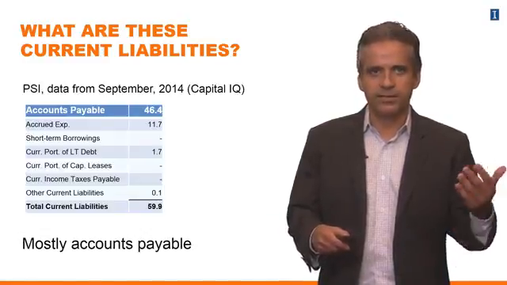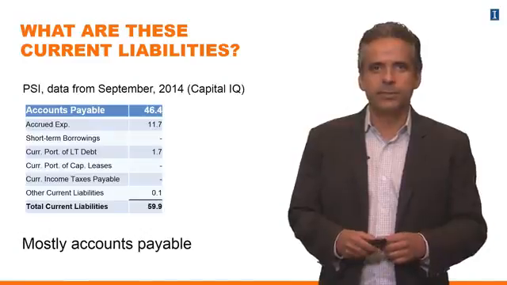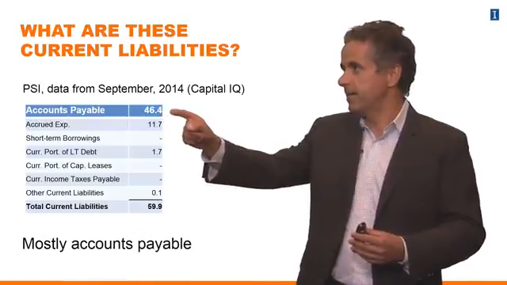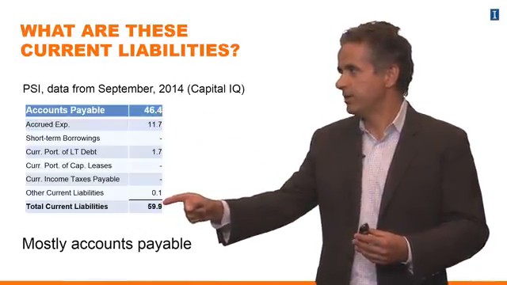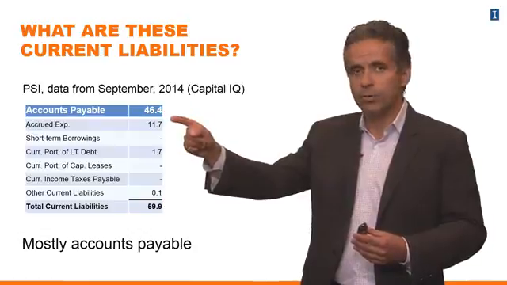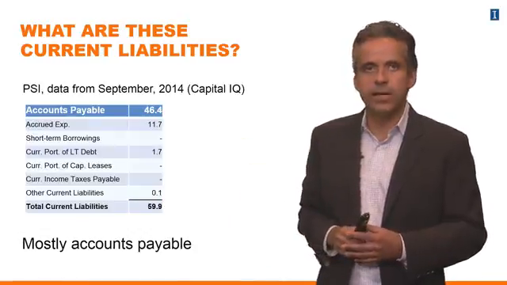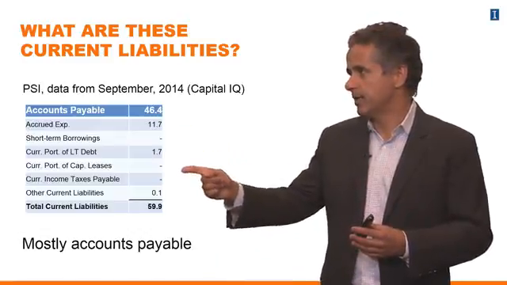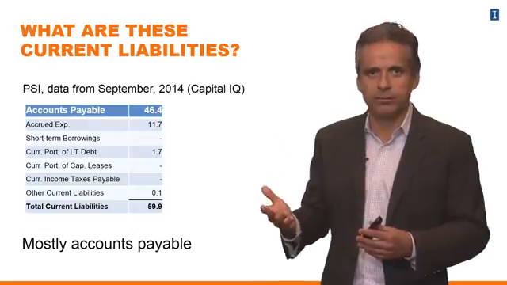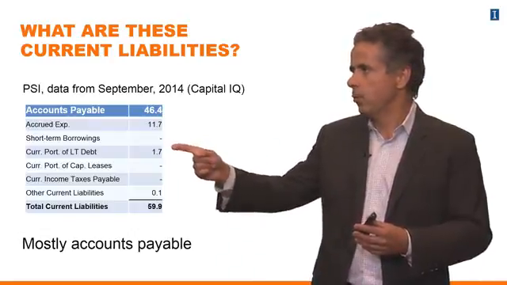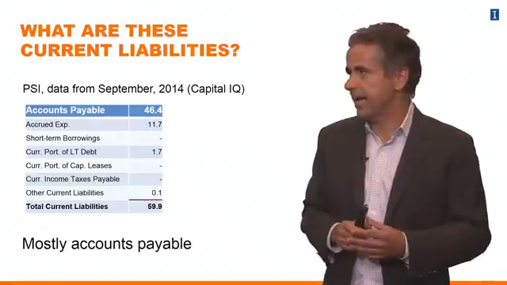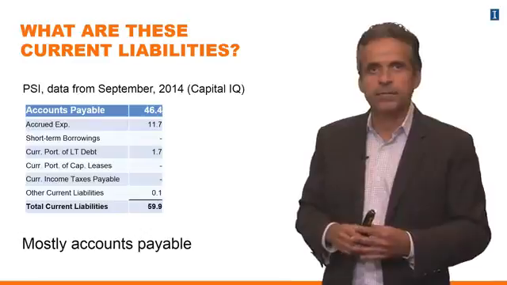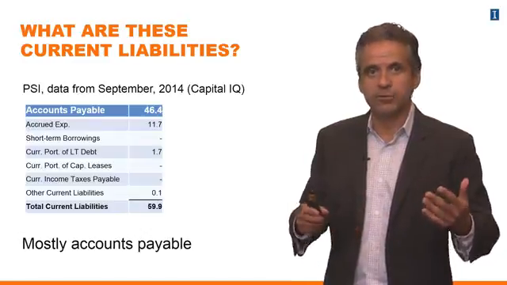Okay, so here are some data for September 2014 for PSI. Okay, and what you see here in the data is that they have about $60 million in current liabilities. Okay, most of those are accounts payable. Okay, $46 million in accounts payable. There are some other current liabilities, a little bit of long-term debt that is coming due. Okay, 1.7 million of short-term debt that has to be repaid next year. Okay, and some accrued expenses. But most of the current liabilities is accounts payable, okay?